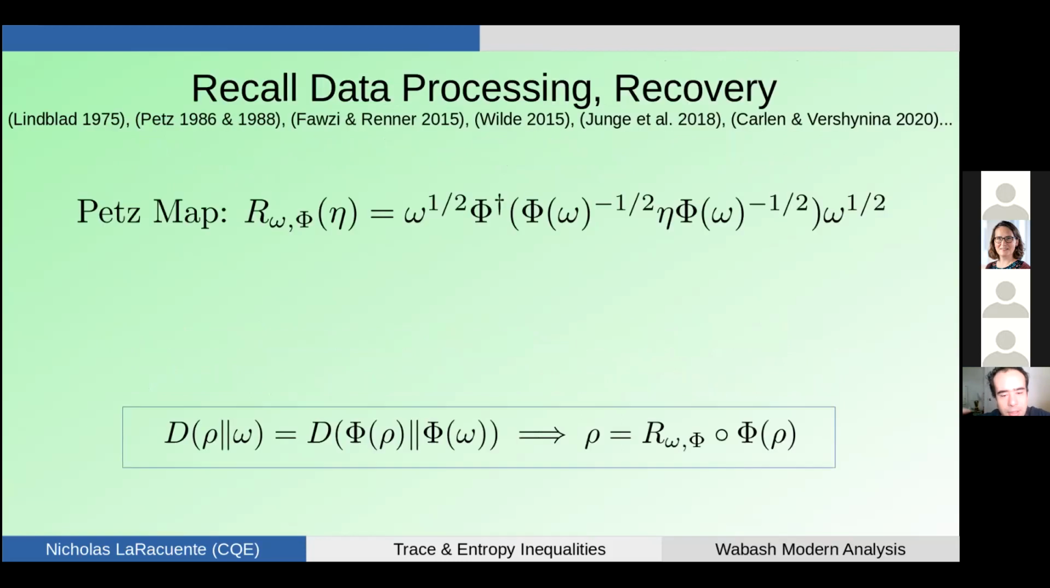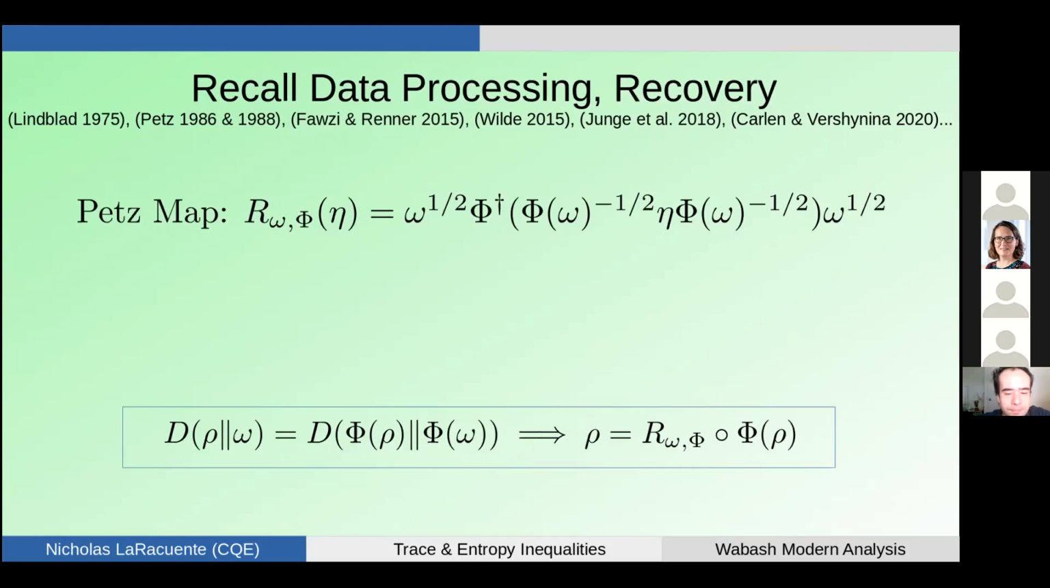So this has a long history of further study. And one of the first developments on data processing that I'll bring attention to is by Petz. This is a condition for saturation or equality in data processing. It says that when there's no decrease in relative entropy, then this object called the Petz map actually is a perfect recovery map or perfectly inverts the channel on both of the states. And so here the Petz map is defined with respect to one of the states, and the channel, it's sort of trying to reverse the channel. It looks like an adjoint in some sense.